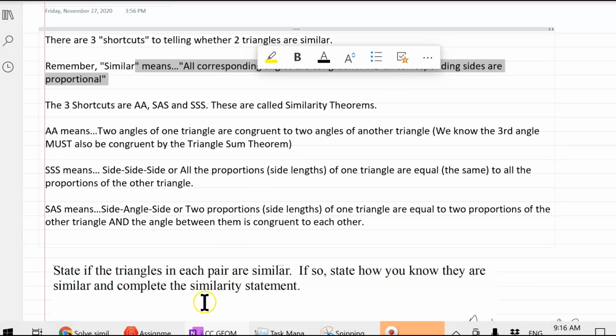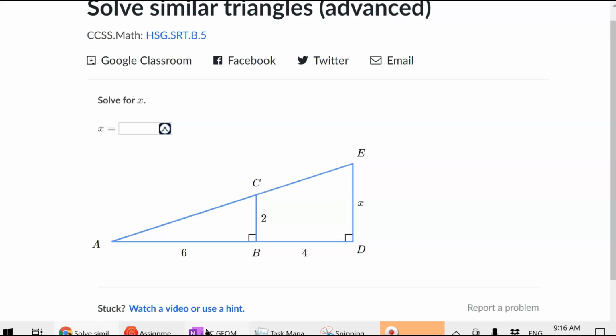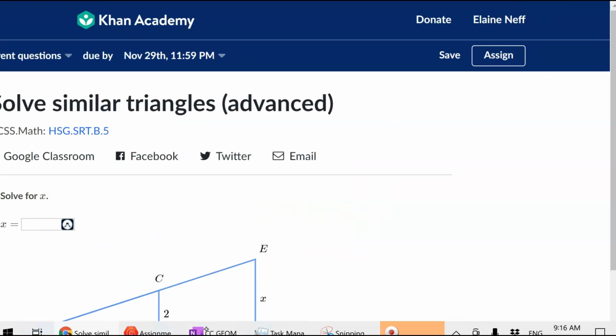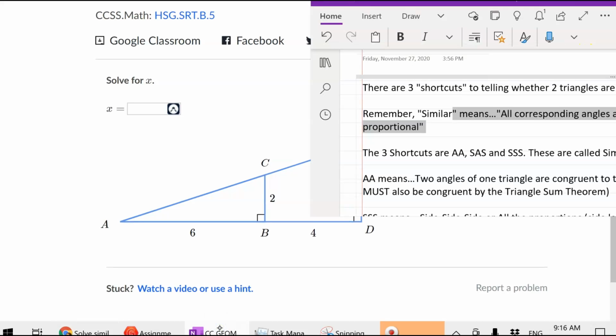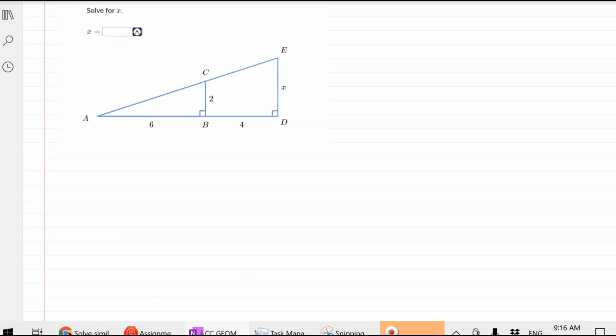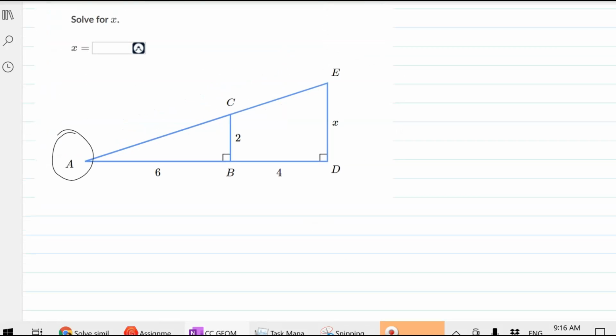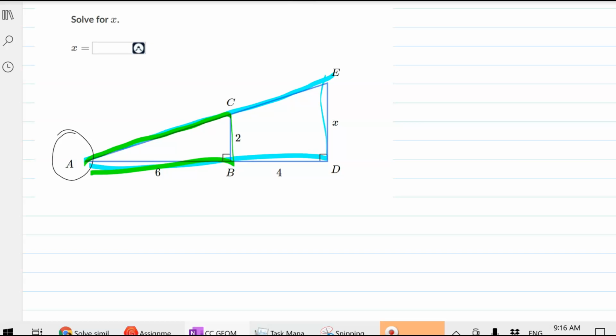Okay, so if we go over here, these are similar triangles. How do we know? They share an angle. They both have angle A, the small triangle and the large triangle. So they have angle A in common. It is the same measurement.